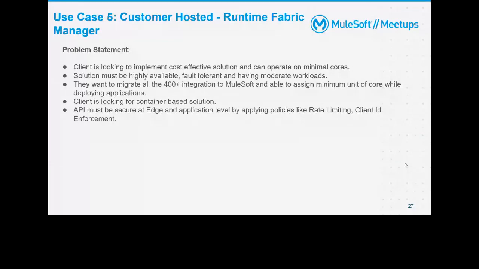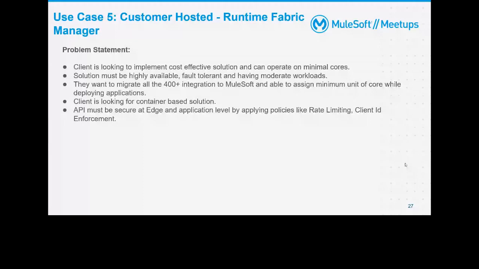Container based solution. The API must be secured at the AS and application level by applying policies called rate limiting and client ID enforcement. So here we have 400 applications, and each application must be highly available. If you go with a cloud solution, we may require a lot of cores and vCores, right? And the client wants a container based solution, and also wants to deploy the application on minimum cores.